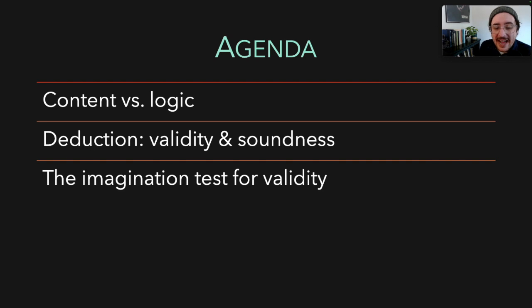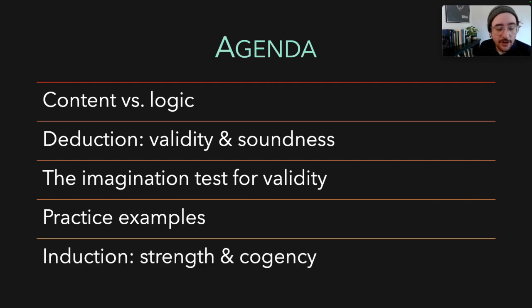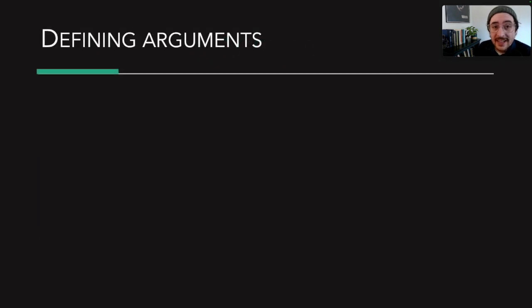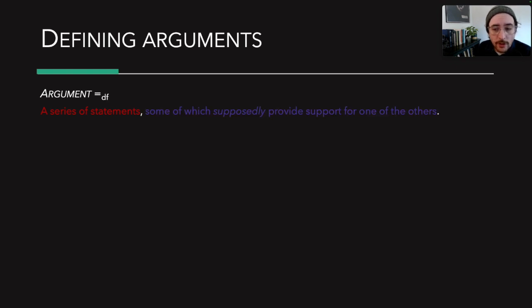We'll talk about an imagination test you can use to determine whether an argument is valid or not. And then we'll do some practice examples. And then we'll close by talking about inductive standards in terms of strength and cogency. So you'll remember in the past video, we talked about how to define an argument. It's a series of statements, some of which supposedly provide support for one of the others.